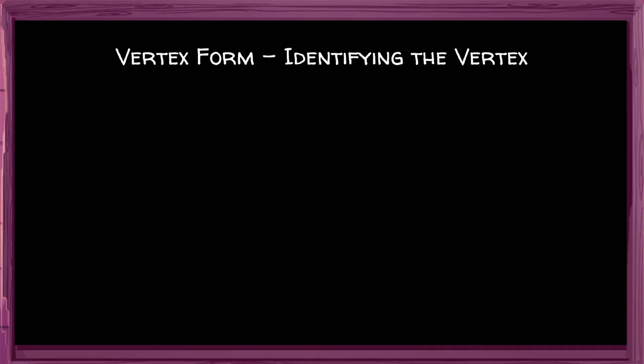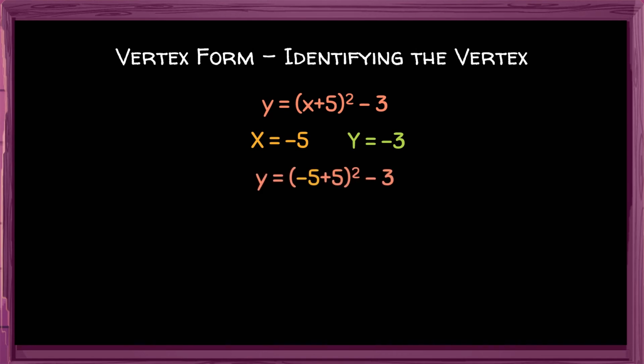How about this one? y equals (x plus 5) squared minus 3. If we graph this equation, what would be the coordinates of its vertex? The y-coordinate will be -3 because that is the number at the end of our equation. The x-coordinate will be -5 because when we substitute -5 for x in our equation, the value inside the parentheses will be 0. Therefore, the vertex of this parabola will be located at (-5, -3).